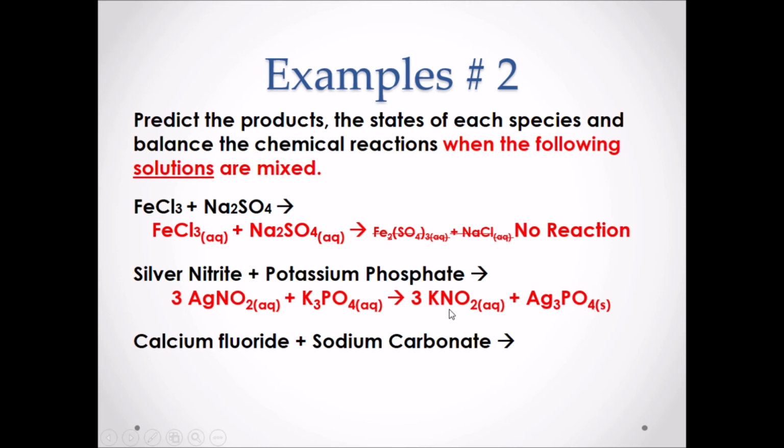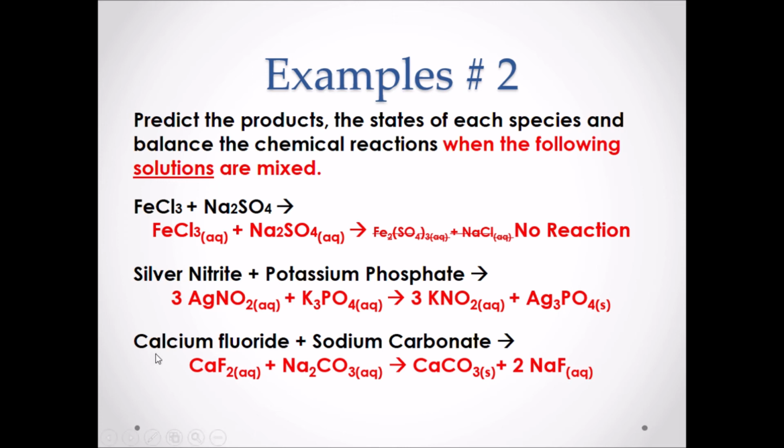If we check the solubility guidelines, KNO2 is aqueous. Ag3PO4 will form a precipitate, it will be a solid. Therefore, this chemical reaction will occur. Finally, we just have to balance the chemical equation.